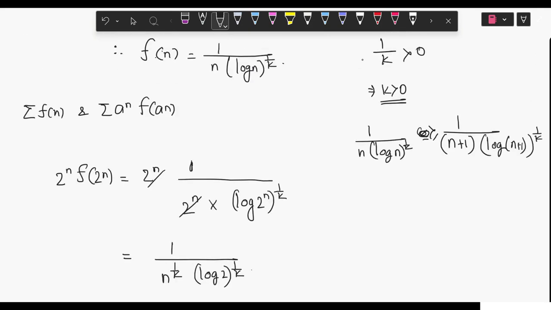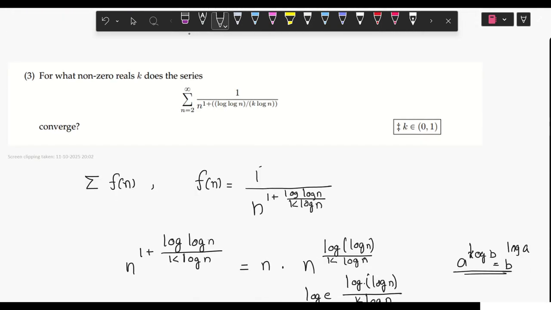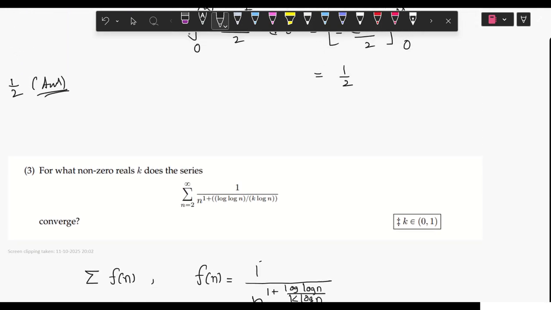So let us move to the question and see the answer. It's saying k belongs to the interval (0, 1). So that's all about our question number 3. Thank you.